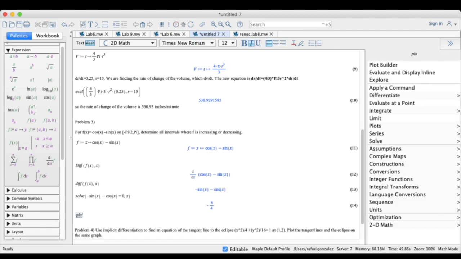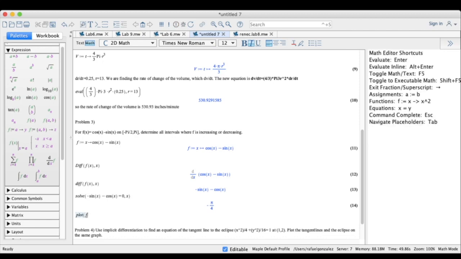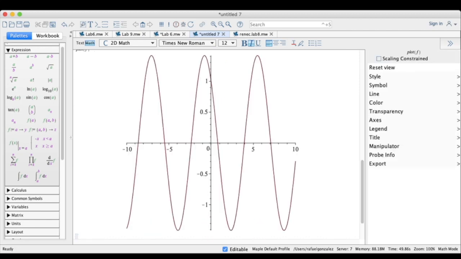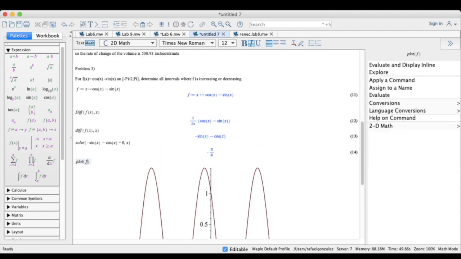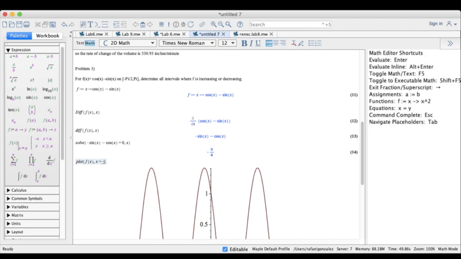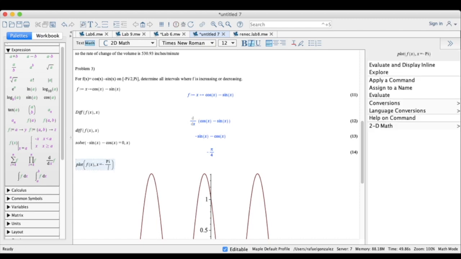So now what we're going to do is plot the function f. As I mentioned before, the function is crossing the x-axis at all of these points here, and it keeps on going. Now we're interested in plotting this between x equals negative pi over 2 to pi.